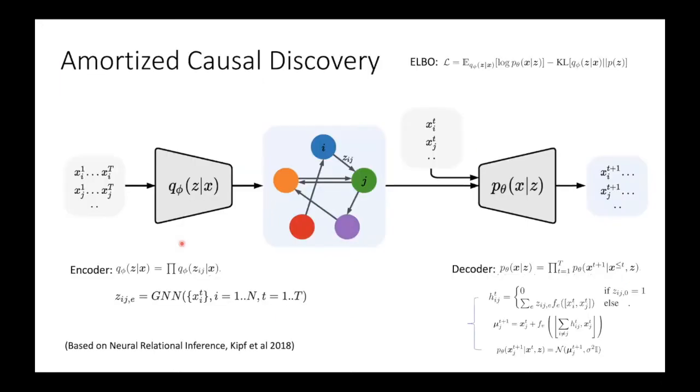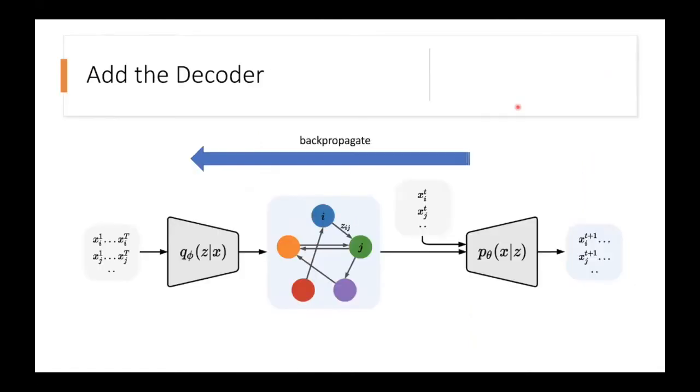So in slightly more detail, of course, because it's a variational autoencoder, we can write down an ELBO. And the ELBO is again the expected log probability of the decoder model minus the KL term between the prior that we have over causal relations and the posterior. Now note that causal relations are actually discrete, so we will need some kind of Gumbel softmax trick to learn.